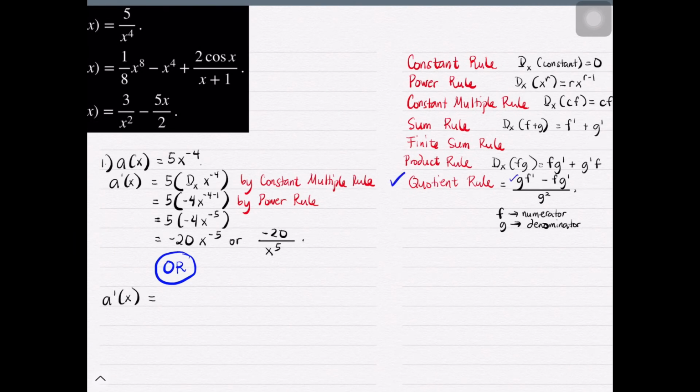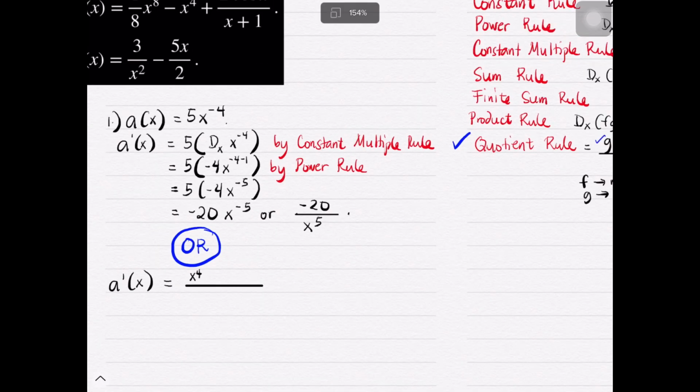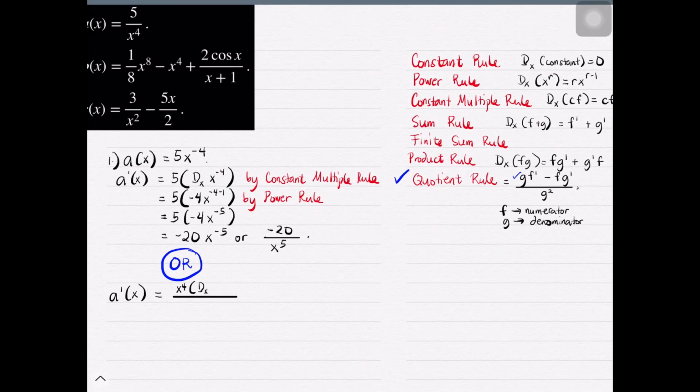And so applying the algorithm of quotient rule, we have denominator x to the power of 4 times derivative of our numerator 5 minus the numerator 5 times derivative this time of our denominator, which is x to the power of 4. And this would be all over the square of our denominator, which is x to the power of 4.